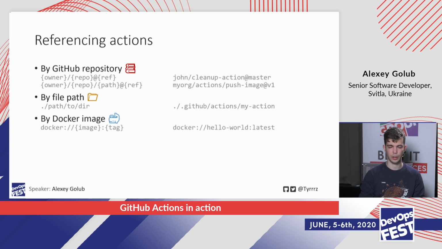And then also you can use Docker images. This is a little bit of a residue from the past, I would say, because it's not very common that you push GitHub Actions as Docker images to Docker Hub. But if that's the case, you can use this Docker annotation to reference an image using its name and the tag. But most of the time you will use the first way of referencing, which is by GitHub repository, because that's what most actions are.